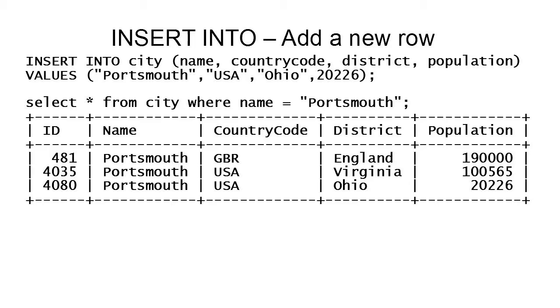and hit enter or submit, and it will insert Portsmouth, Ohio, the town where I teach, into the city table. And when I do a select from city where name is Portsmouth, I get all 3 Portsmouths now: Portsmouth, England, Portsmouth, Virginia, and Portsmouth, Ohio. So you can see that the new record was in fact inserted.